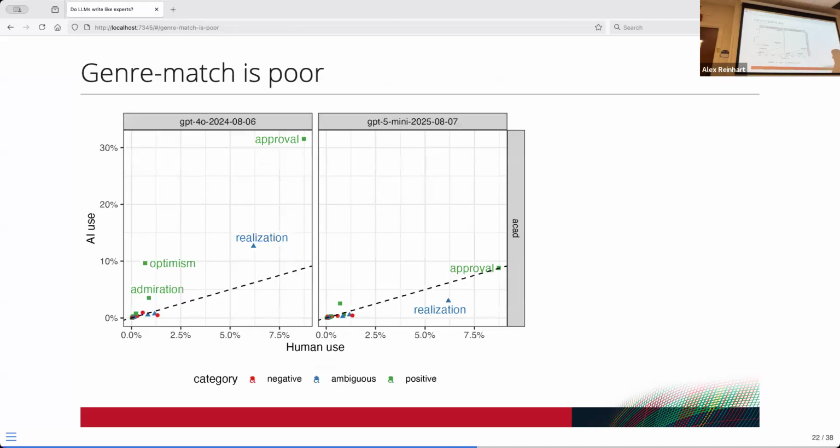And the match to genres, so here I have academic writing only. The match can be pretty bad. So the x-axis is the human rate of that emotion, the y-axis is the LLM rate. Here I have GPT-4o, lots of approval. That's the sycophancy thing. It's saying everything's great. So something like 30% of the sentences are approval. Whereas GPT-5 squashed way down, it's closer to the human line. And so they've clearly been trying to get rid of that.